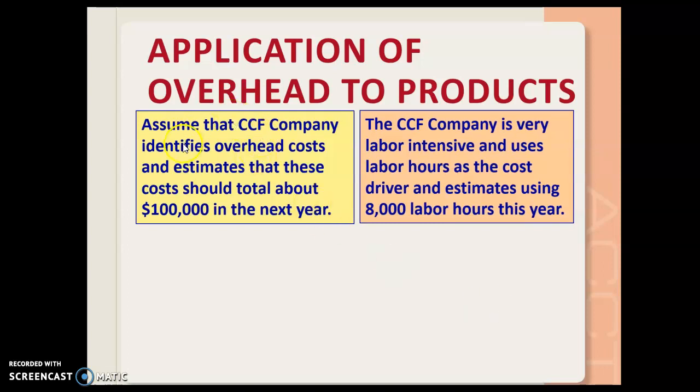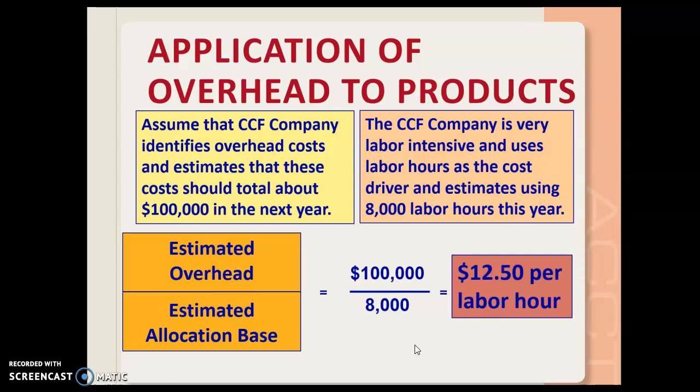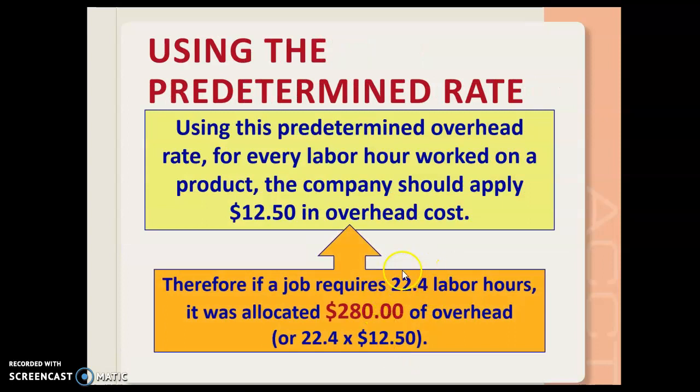Okay, here's an example. Assume that the company estimates it's going to have $100,000 in total actual overhead costs for next year, and they estimate that they're going to have 8,000 direct labor hours. So their estimated overhead divided by their estimated cost driver: the 100,000 divided by the 8,000 gives us the predetermined overhead rate of $12.50 per direct labor hour. And then we'll use that same $12.50 all next year. So if a job like the one we looked at required 22.4 direct labor hours that particular month, we multiplied it by the rate of $12.50 and we got $280 of overhead.